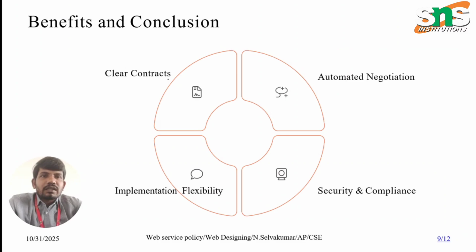Next are the benefits and conclusion. First, clear contracts: both parties know exactly what is required, with no ambiguity. Implementation flexibility: vendors can implement policies differently as long as compliance is met and interoperability works. Automated negotiation: tools automatically match client and server capabilities, simplifying deployment. Security compliance: enforce corporate standards, for example all APIs must encrypt uniformly. And interoperability: services from different vendors can coexist effectively because policies define common rules. So these are the benefits and conclusion of web service policies.